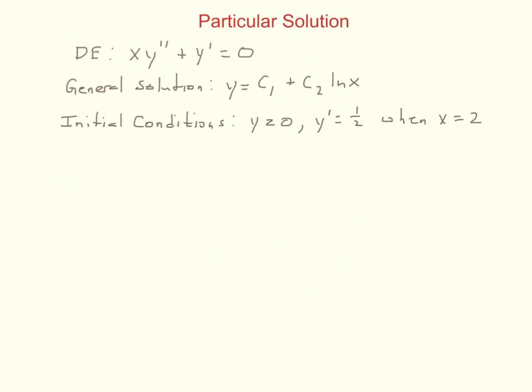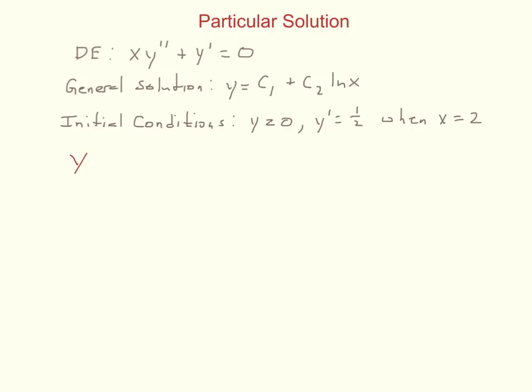Now that we know that c1 plus c2 ln x is a solution to that differential equation, we can find a particular solution. With this particular solution, I'm going to be told two pieces of information. First, that when x is 2, y is going to be 0, and y prime is going to be 1/2.